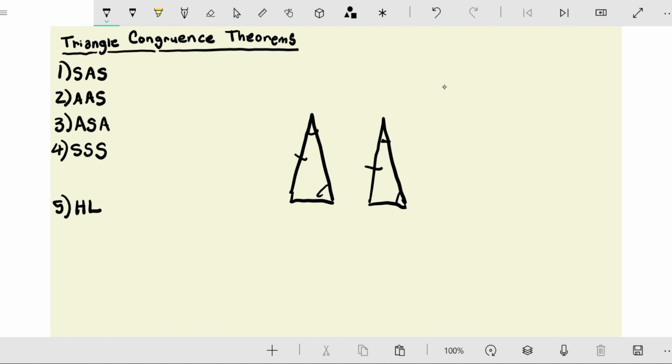So for AAS to work, the side which is equivalent in both triangles needs to be here rather than here, because that would be SAA if you look at it combined together, and SAA is not a triangle congruence theorem, so we cannot use that. So the parts have to be right next to each other for the triangle angle sums to work.